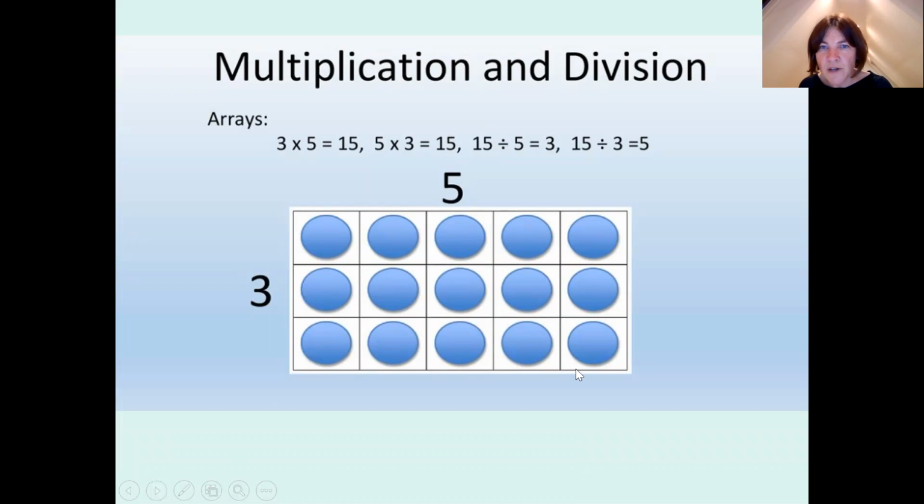So here you can see that an array can be used for both. From this one array, we have 2 multiplication facts, 3 lots of 5, or 5 lots of 3, and then we've got the 2 division facts. 15 divided into groups of 5 gives me 3 groups, or 15 divided into groups of 3 gives me 5 groups.